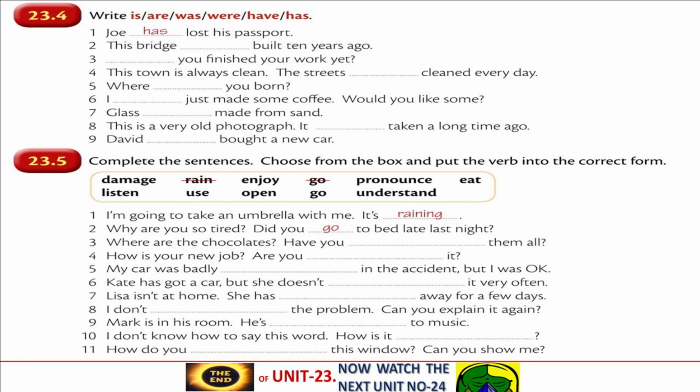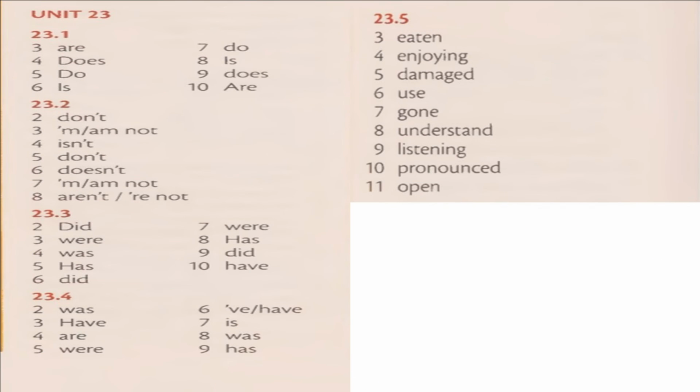Number 8. I don't understand the problem. Can you explain it again? Number 9. Mark is in his room. He is listening to music. Number 10. I don't know how to say this word. How is it pronounced? Number 11. How do you open this window? Can you show me? This is the end of unit number 23.